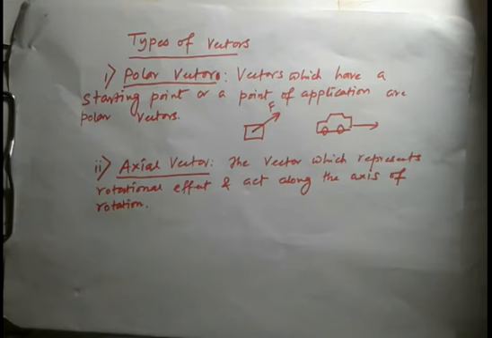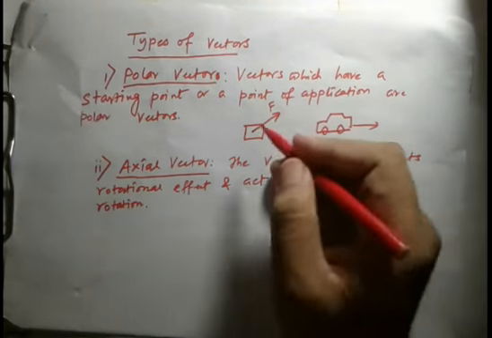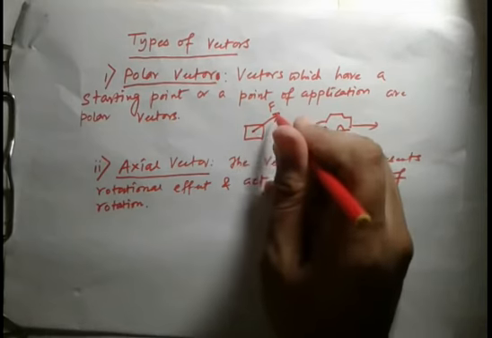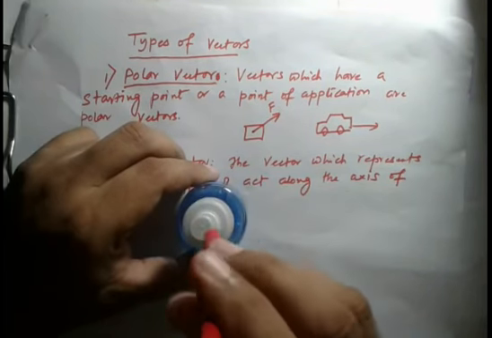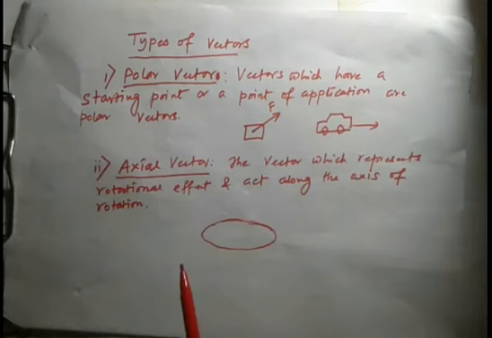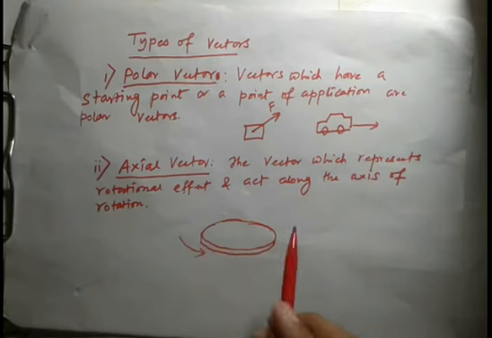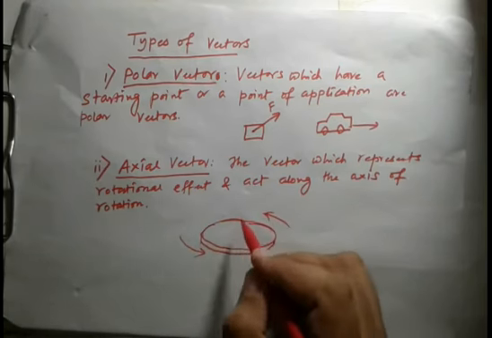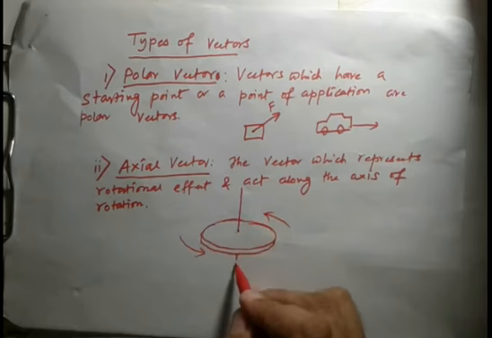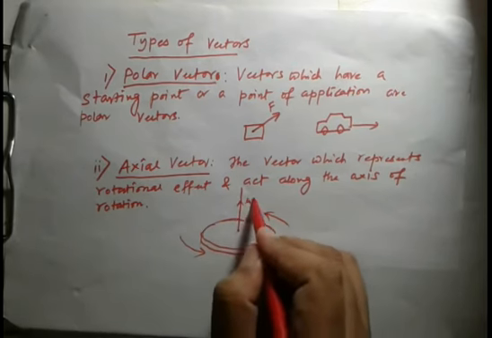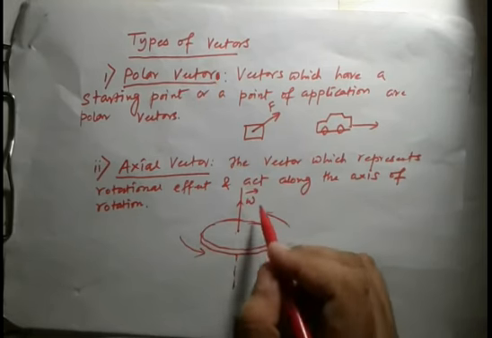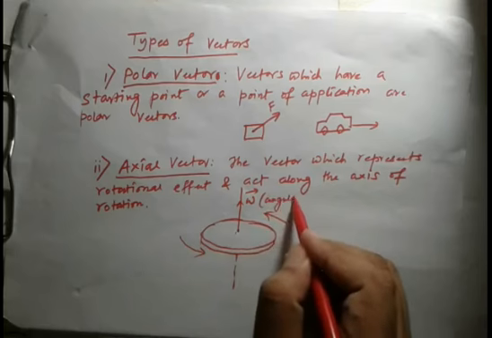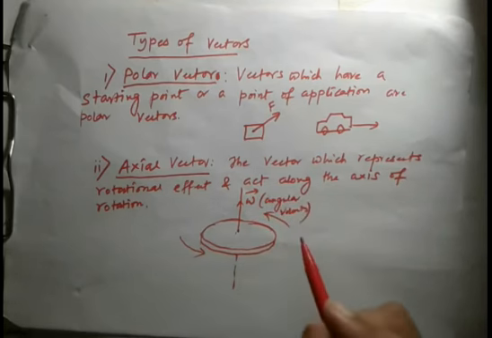The main difference between the polar vector and axial vector is that for the polar vector, the starting point is known. But in this case, I am applying a force in this direction, the object is rotating in this direction, but the vector is working along the axis. So this direction is rotating, and this is the axis of rotation. Say omega is working along this axis. That is called the angular velocity. Omega is known as the angular velocity.